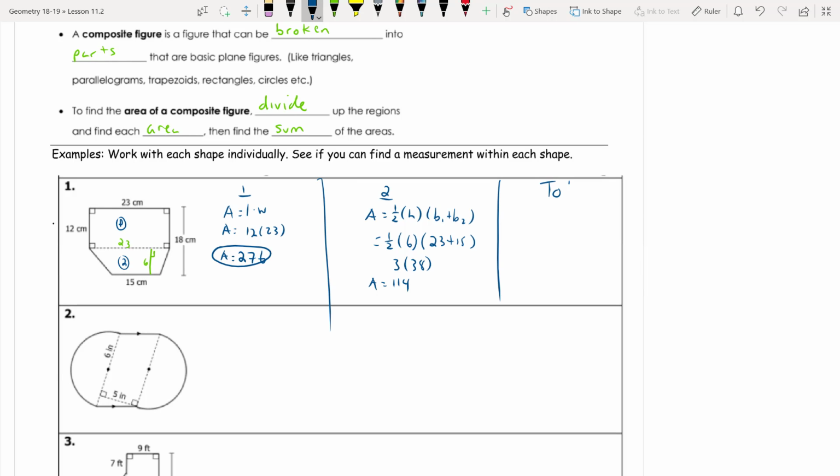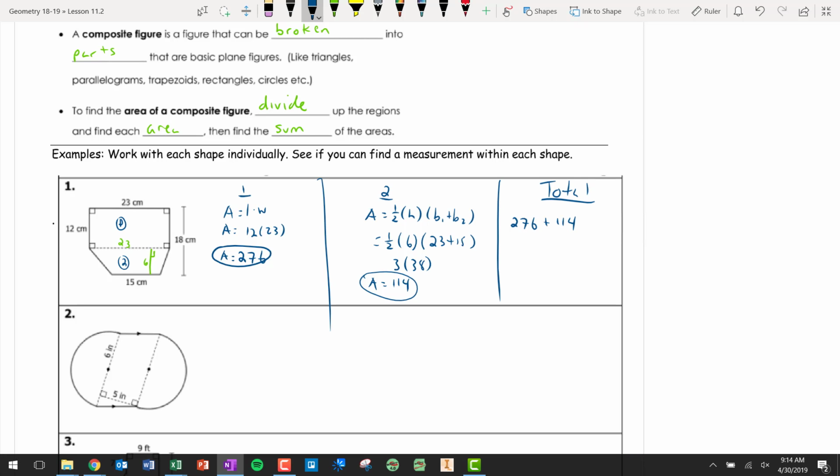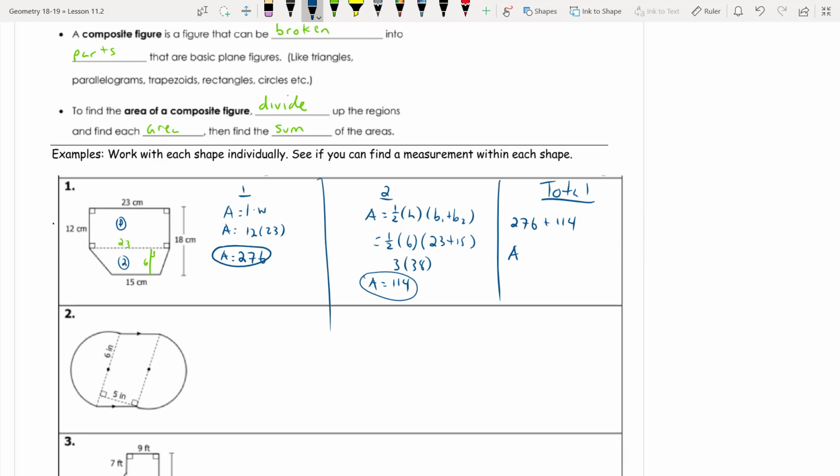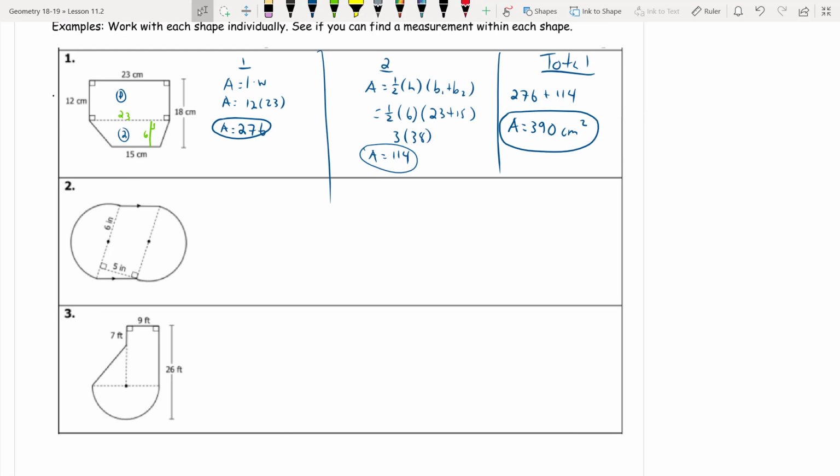So my total is going to be the 276 plus the 114, and you get your area is 390 centimeters squared, your total area there. So it's really just breaking the figure into things you know how to solve, solving them, and then adding it all back up. So looking at 2 and 3, I'm going to break the figures up for you.